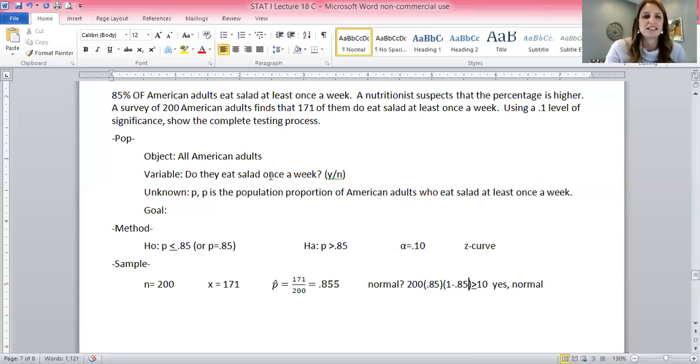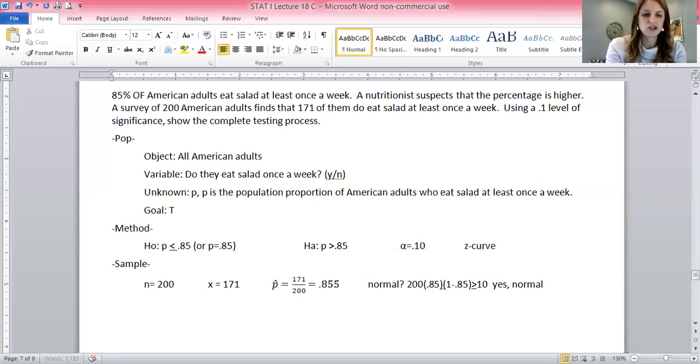All right, let's go back up to the goal so we can finish that population step. My goal matches my HA. I'm going to take this HA and I'm going to put it into words. I'm going to say I want to find support, or I want to find sufficient evidence, something like that, or I want to show that, and then you're going to say your HA. So instead of saying HA, you're going to put it into words, which you already have because you have P defined right above.